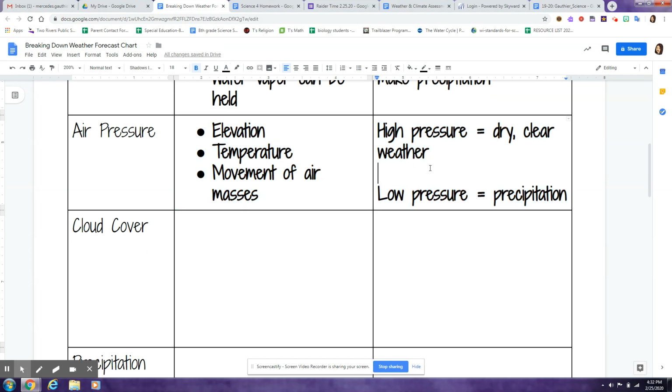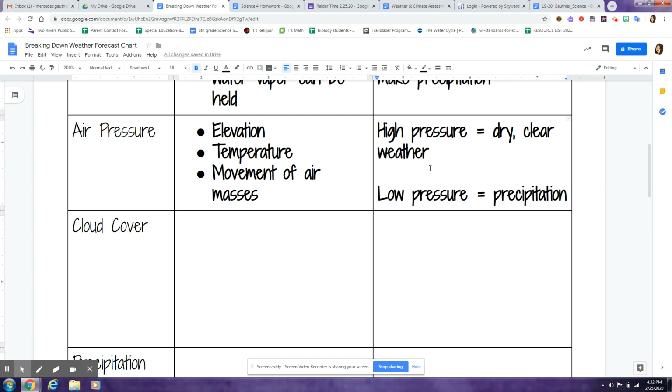Air pressure. Air pressure is dependent on elevation. The higher up the mountain you go, the less air pressure there is. The lower down to sea level, or even if you were to go scuba diving, you would then have higher pressure pushing down on you because there is more airspace pushing on you. The temperature matters and the movement of those air masses.